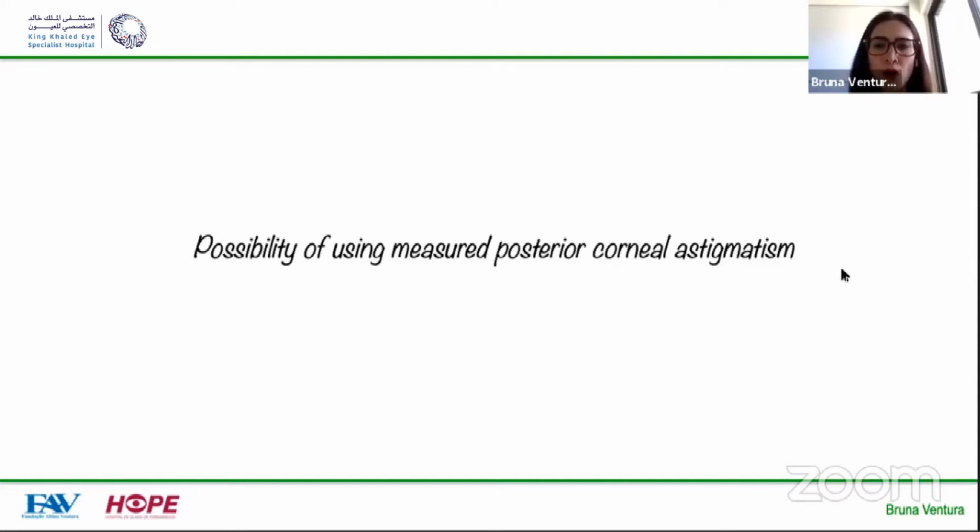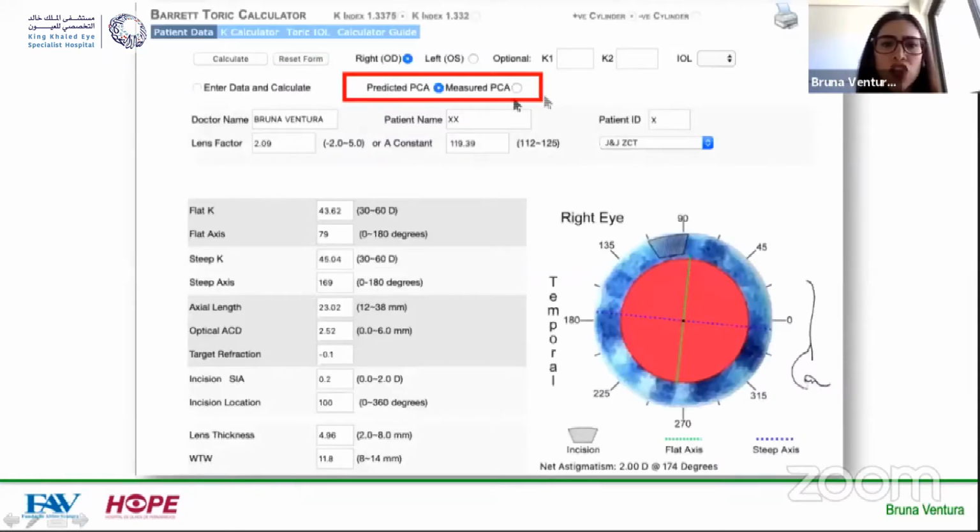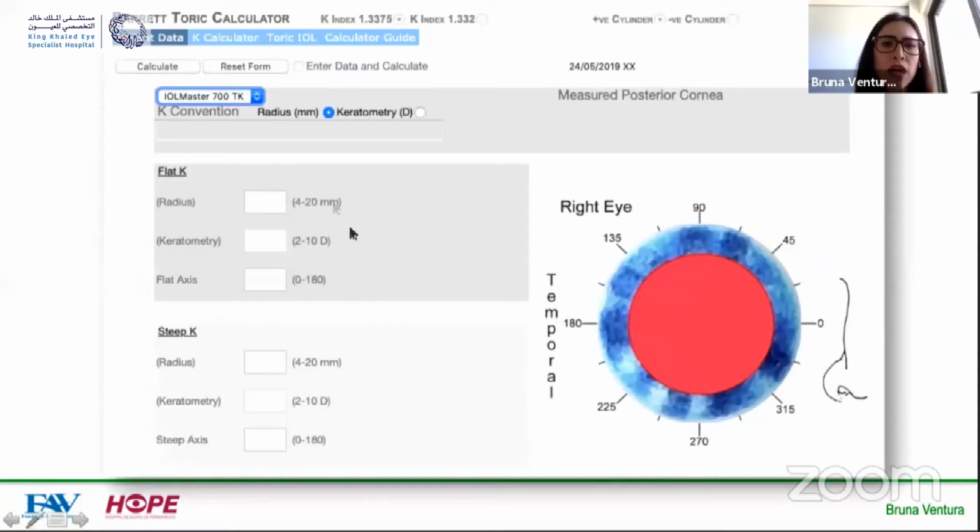posterior corneal astigmatism. Here we can change. So we can use the predicted posterior corneal astigmatism or the actual measured posterior corneal astigmatism. When we click here to use the measured posterior corneal astigmatism, this opens and we can put how we measured the posterior corneal astigmatism. So if you're using your IOL Master 700, your Galilei, your Pentacam, you put here the data that was actually measured.